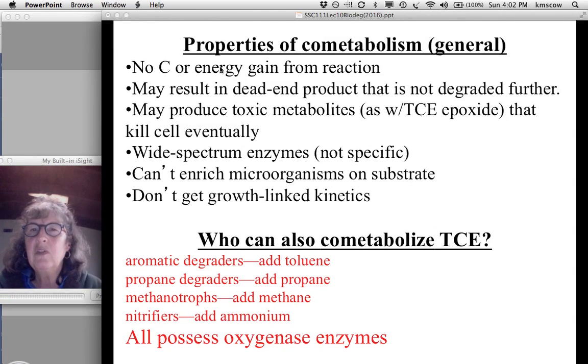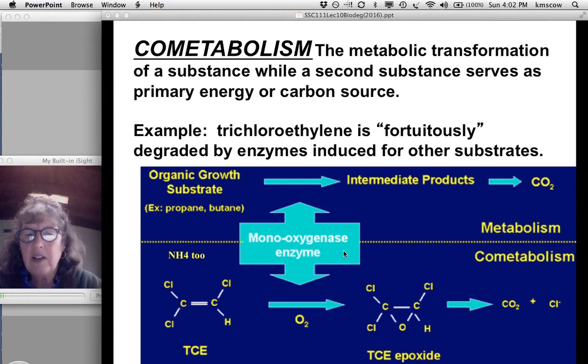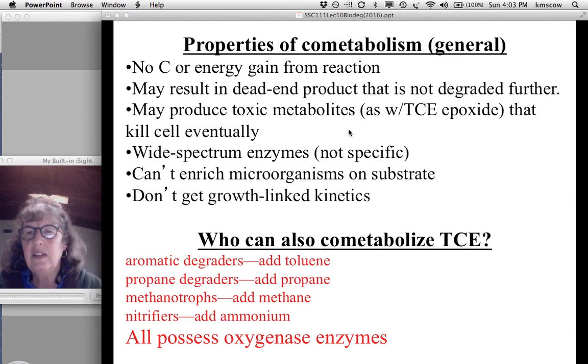So properties of it is there's no carbon and energy gain from breaking down the pollutant. Sometimes it results in dead-end products that aren't degraded further. In the case of the trichloroethylene, it seems to break down into harmless things. But toxic metabolites might be produced, for example, that epoxide being shown here, before it spontaneously degrades into these compounds. By spontaneous, I mean it just chemically blows apart. But this has its cost on the organism that's carrying it out. Before it essentially disintegrates into these, it may actually be attacking the cell and hurting it. So there is some damage to the organisms that carry that out.